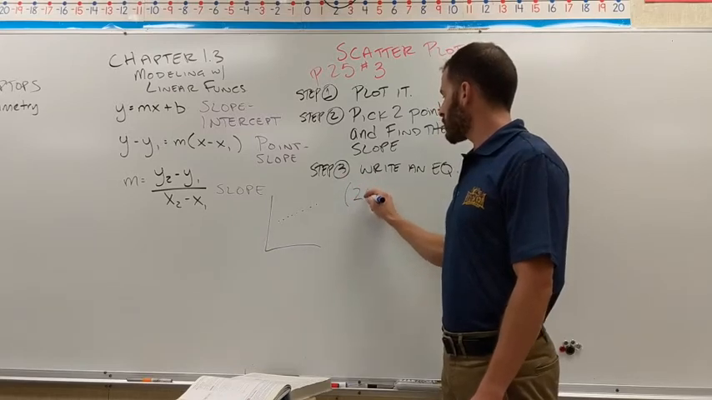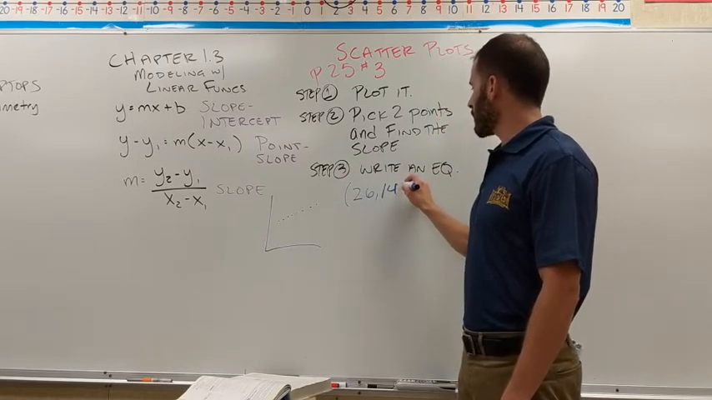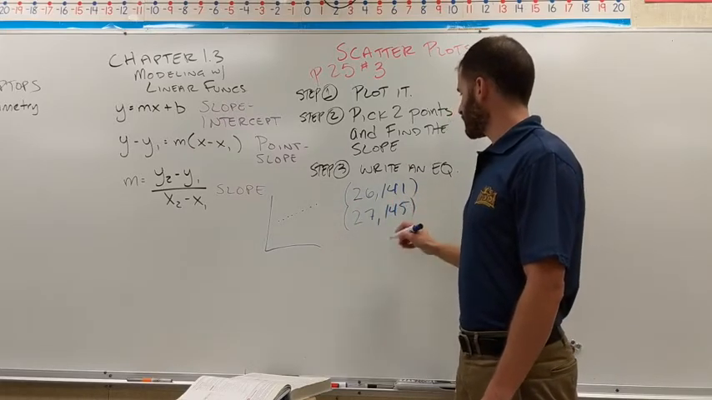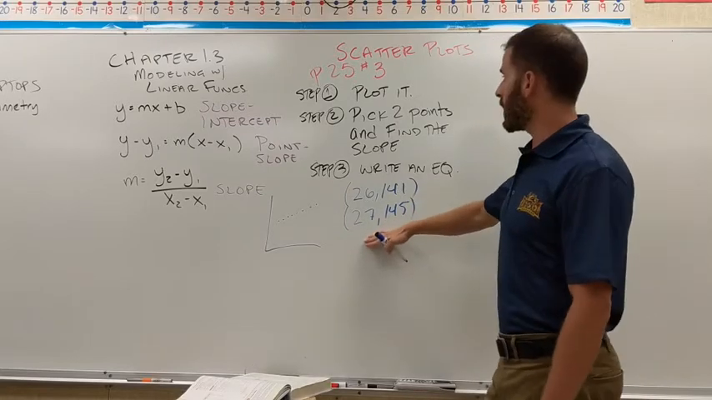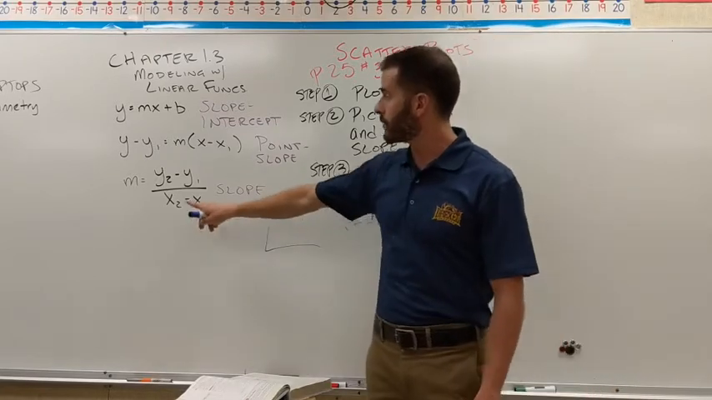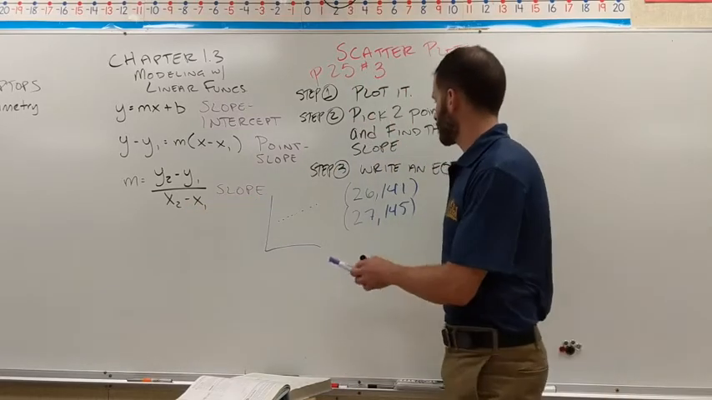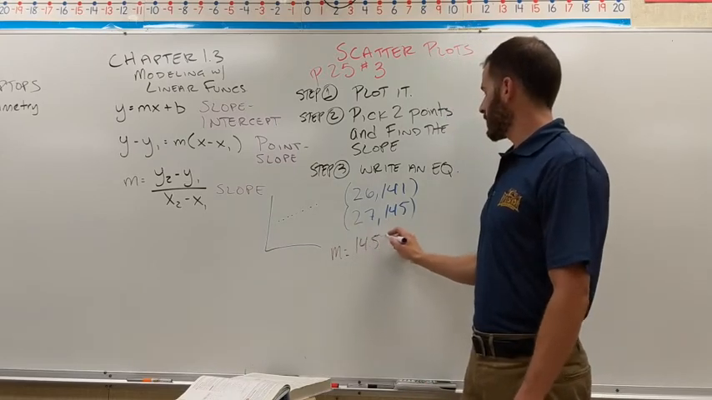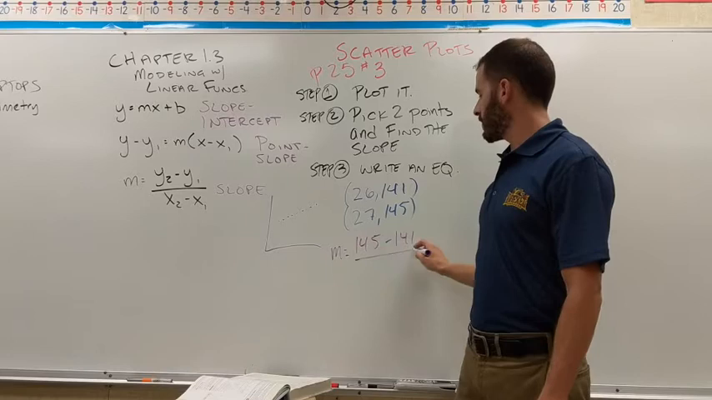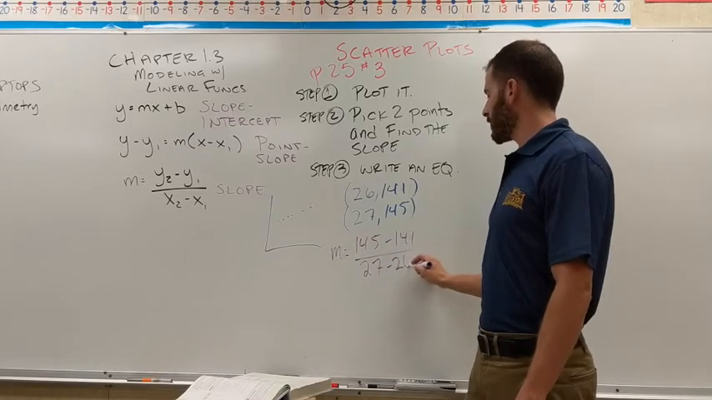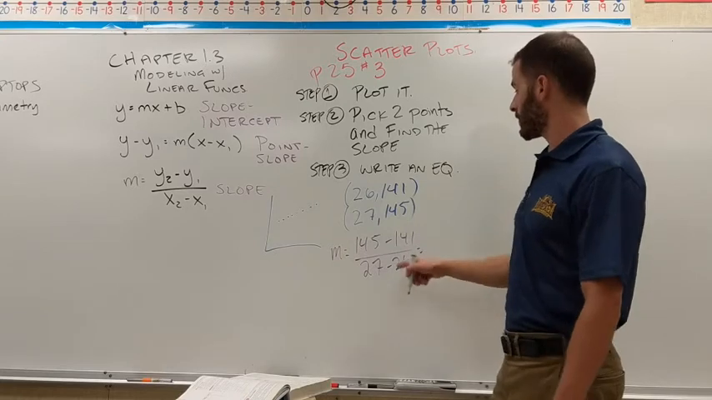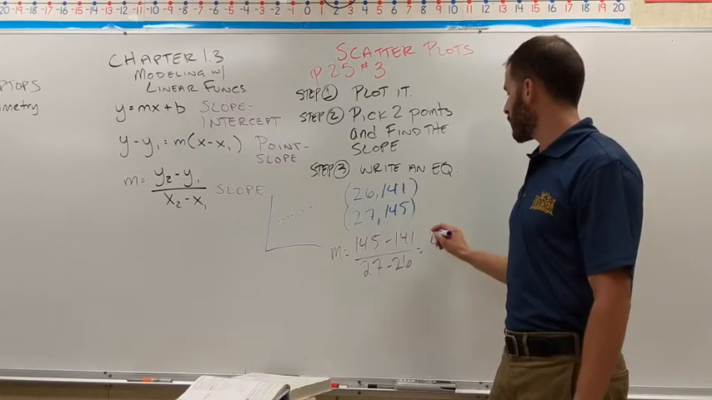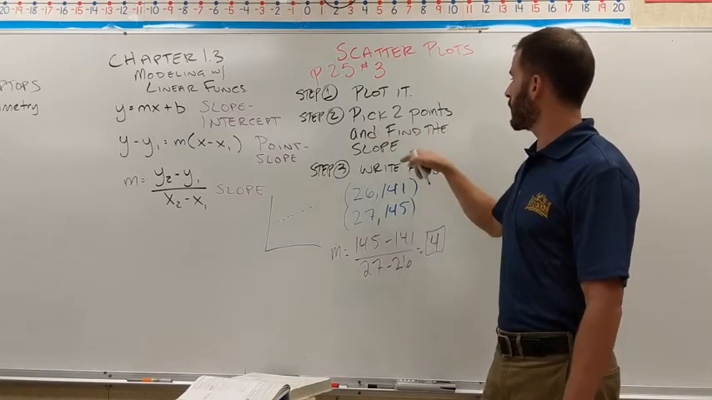And those points are 26, 141 and 27, 145. I picked 2 points that are on my line, and now I'm going to find the slope. So I'm going to go use my slope formula. Your slope is equal to your second y minus your first y all over your second x minus your first x, and hopefully now you figured out why I picked those 2 numbers. 145 minus 141 is 4. 4 over 1 is 4. So my slope's 4.